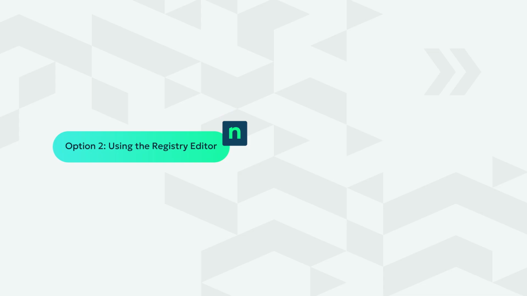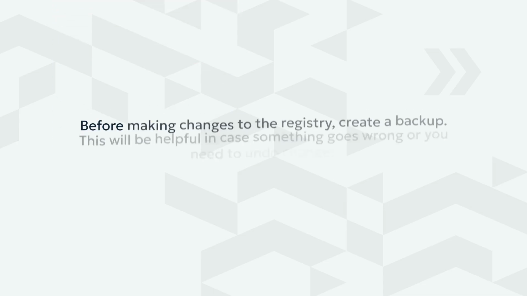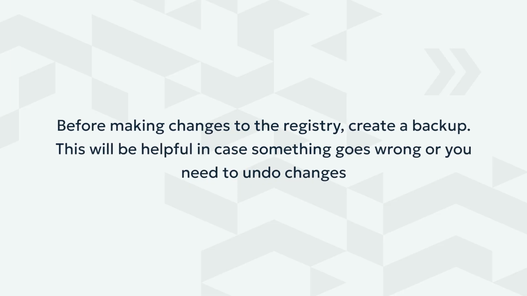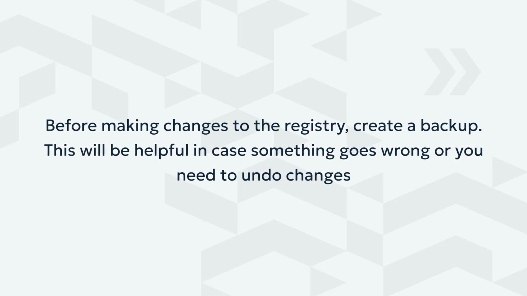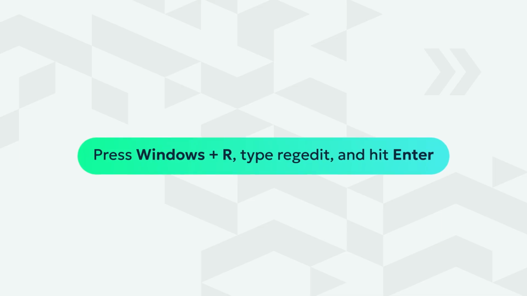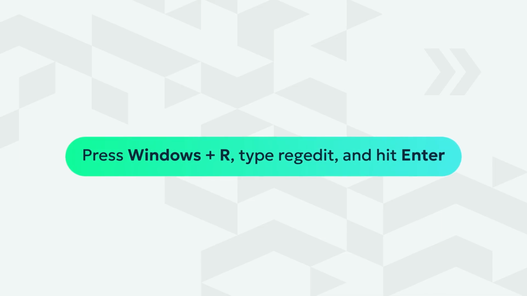Option 2. Using the registry editor. Before making changes to the registry, create a backup. This will be helpful in case something goes wrong or you need to undo changes. Press Windows plus R, type regedit, and hit Enter.